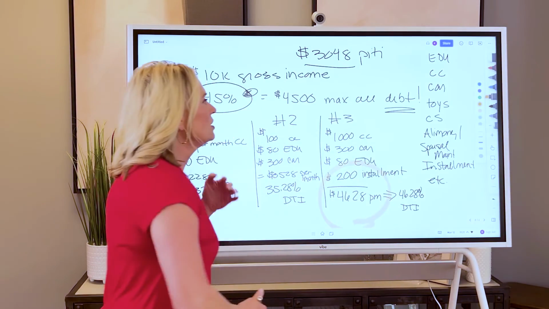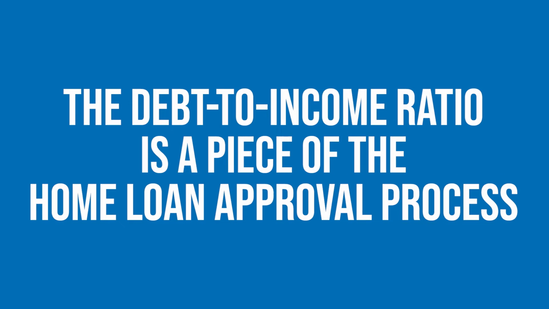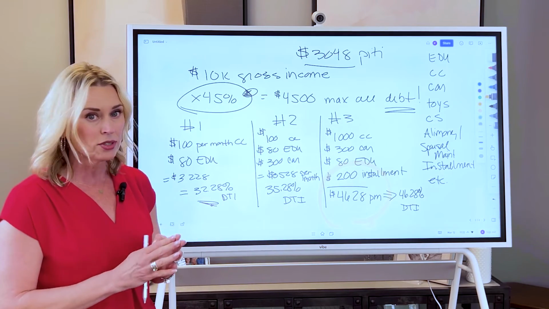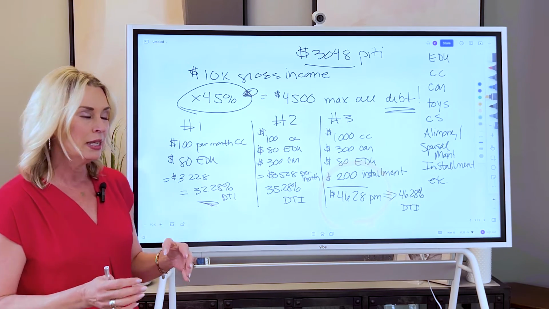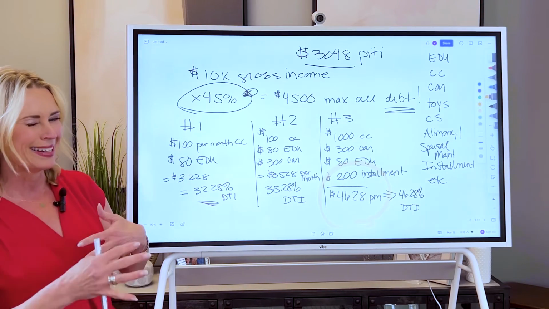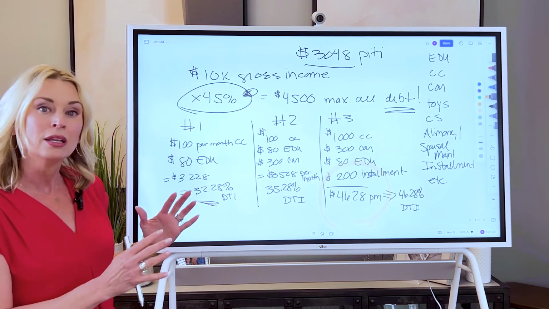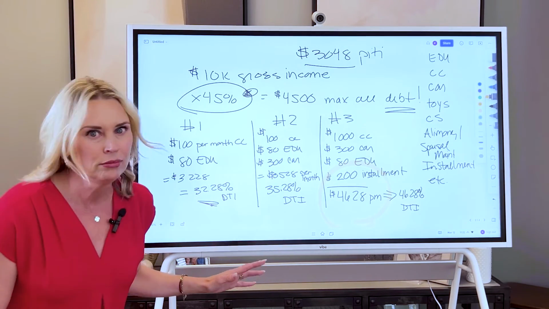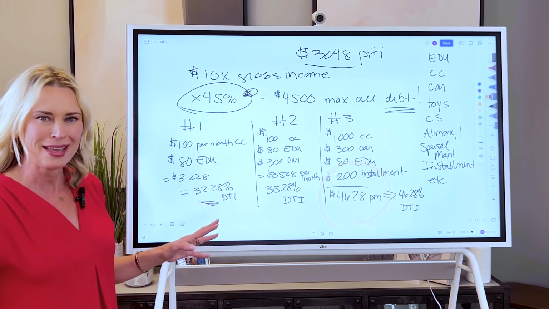So again, the debt to income ratio is a piece of the home loan approval process. It solely will not dictate whether the loan gets approved, but it's a part of what is considered, especially through these automated underwriting systems, but also in a manual underwrite scenario. Now, today I'm not going to talk about a front-end ratio and a back-end ratio and all that kind of stuff. I'm really just trying to streamline it so people can understand and I can bust the myth about really what this whole DTI and debt ratio thing is all about.